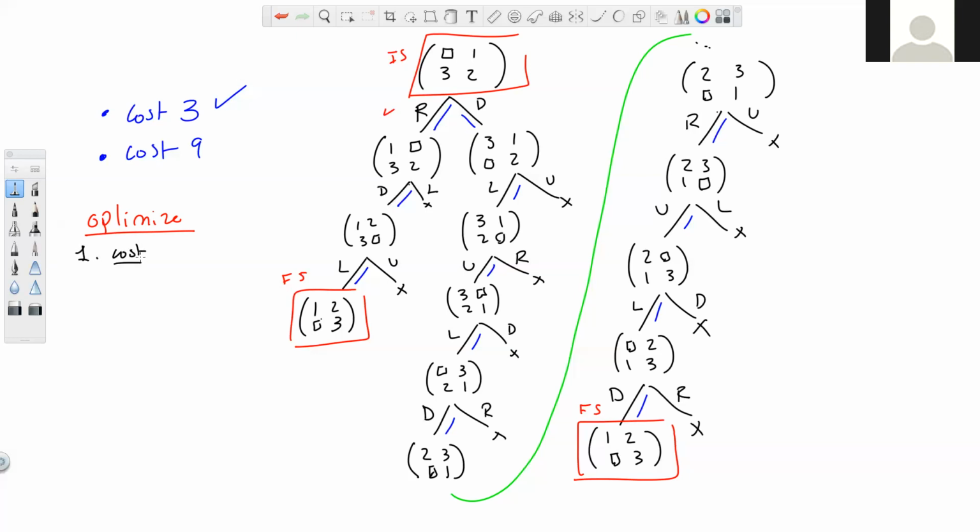there are two notions of cost. The cost of a solution. So in this particular situation, one solution had cost 3 and the other had cost 9. But there is another thing that I would like to optimize: the cost of finding a solution.